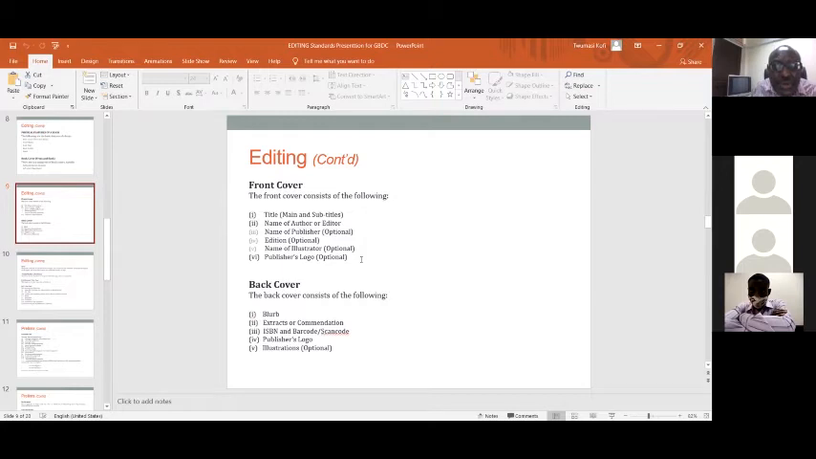Then when you come to the back cover, you have the blurb, that is a small synopsis or summary of what the book is all about. And you may have reviews or commentaries or commendation from people. You can put them all on the back cover. Then you have your ISBN and barcode or the scan code.